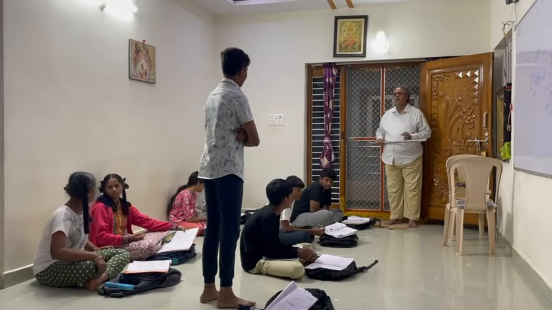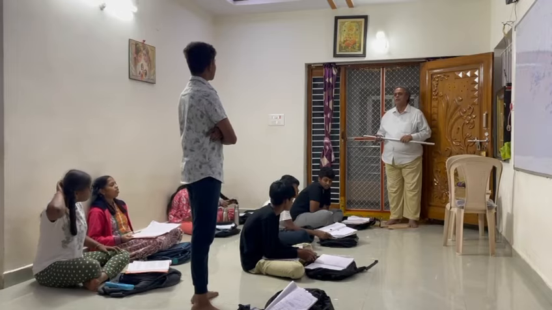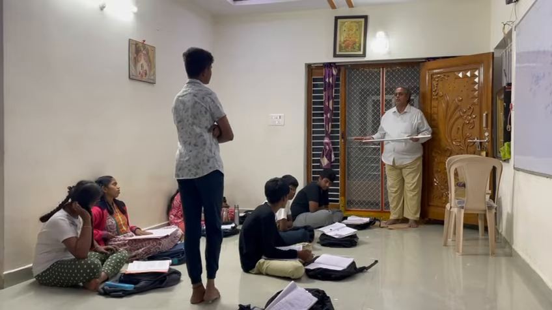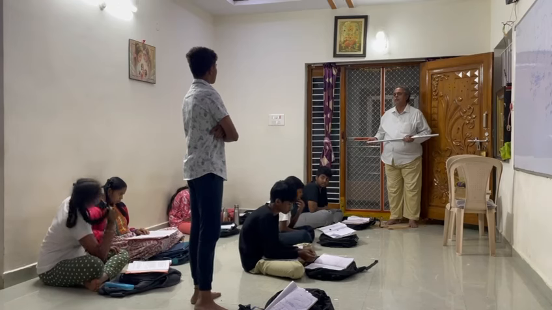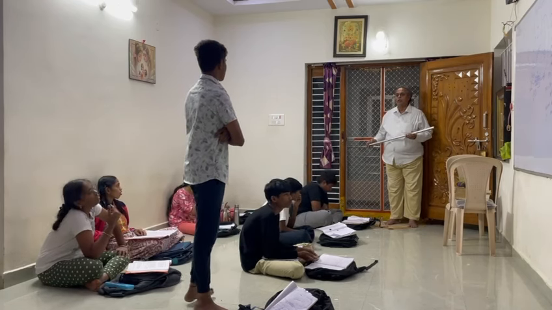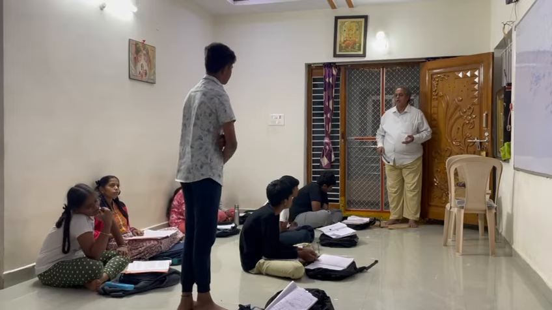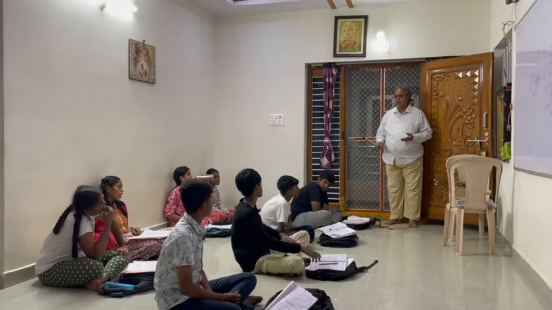Next. V is equal to W by Q. W equals Q times V. V is equal to work done by charge, that is equal to Joule by Coulomb. Okay, tell me. Can you say it, or should I say it?